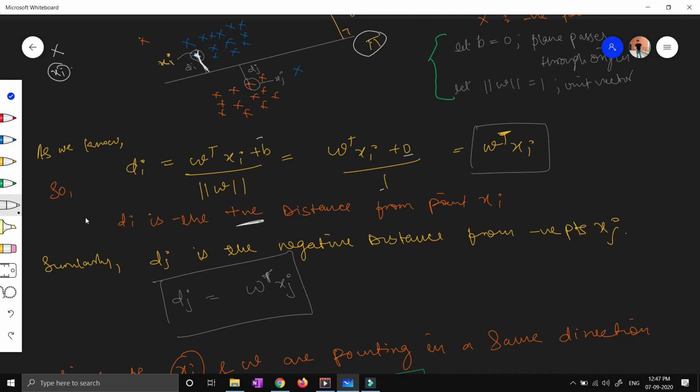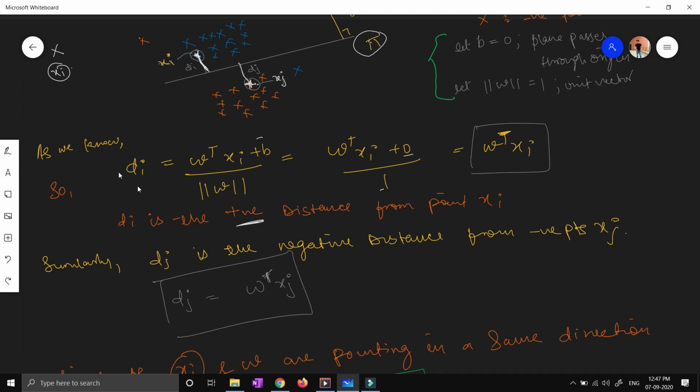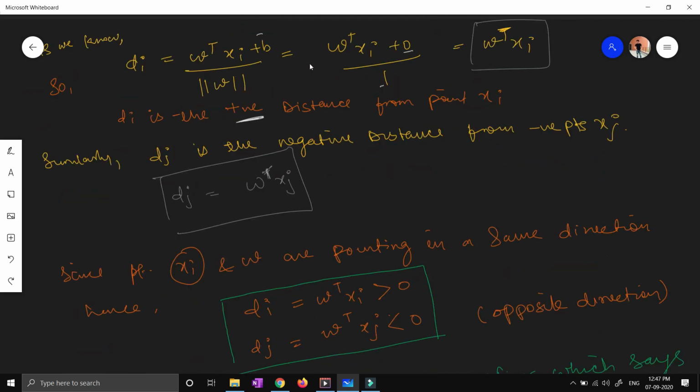And similarly, if I take this particular point in the negative class, let's assume the name of this data point is xj. So the distance of this xj from the plane is dj. So dj will also become w transpose xj if I put this in the distance formula. So similarly, what I have found is di equals w transpose xi and dj equals w transpose xj. All right, so I hope this is clear to you, because we have seen the formula of the distance already and we are just putting in the values.